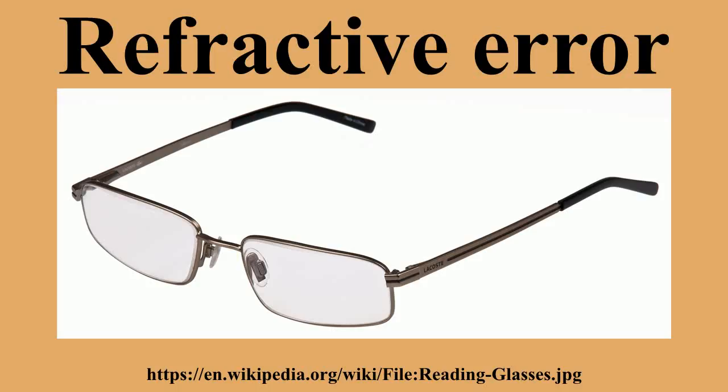Refractive errors are corrected with eyeglasses, contact lenses, or surgery. Eyeglasses are the easiest and safest method of correction. Contact lenses can provide a wider field of vision, however are associated with a risk of infection. Refractive surgery permanently changes the shape of the cornea.